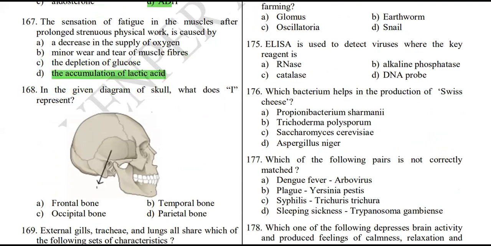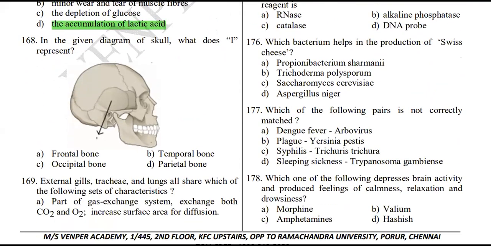The next question, in the given diagram of skull, what does eye represent? Okay, first you have to remember this area, right? Let me write it here. So this is going to be the frontal bone, and this is going to be the parietal ones. Two are going to be parietal, on the right side as well as on the left side. This is occipital, and this is temporal, and this is sphenoid. Okay, yes. So the answer for this question is temporal bone. This is temporal bone. Okay.